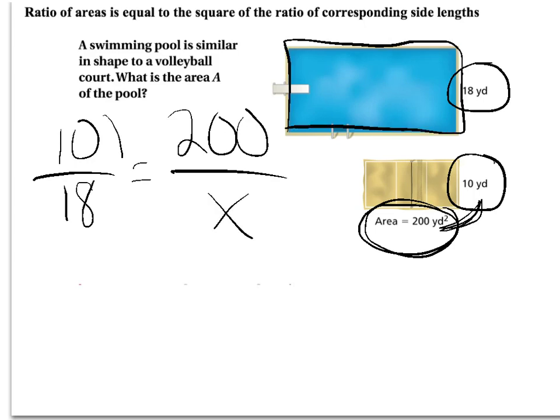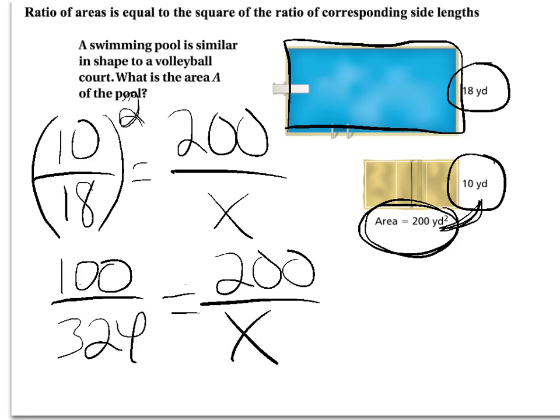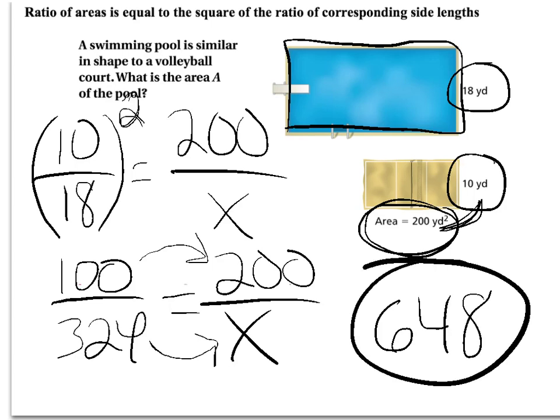Just like last section, remember, we have to go ahead and square that whole ratio. That gets me 100 over 18 squared, which is 324. And that equals obviously the 200 over the x. Easiest way to do this is to cross multiply. 100 times 2 is 200, so I'd multiply 324 times 2, and I would get 648. That would be the area of my pool here.